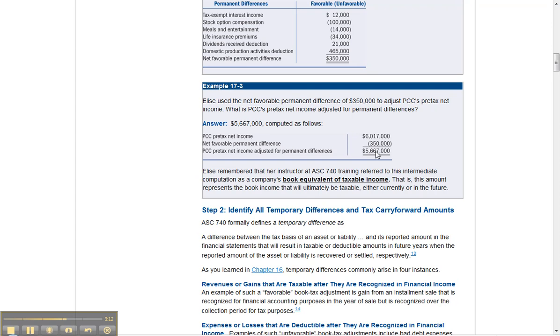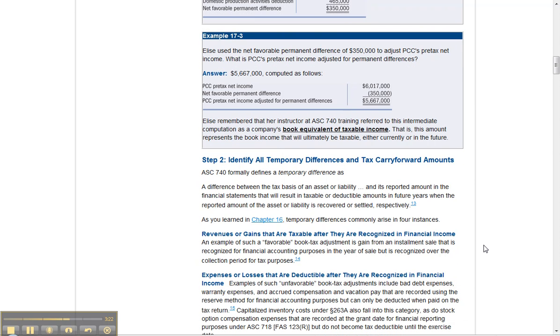So we've handled our permanent differences in arriving at this book equivalent of taxable income. The next thing we have to do is identify and handle our temporary differences. I'll talk about that in the next video.